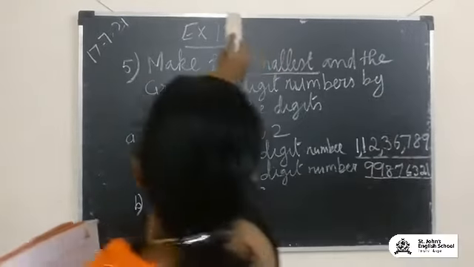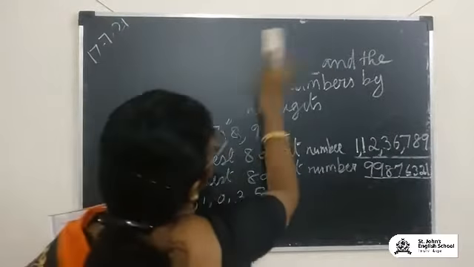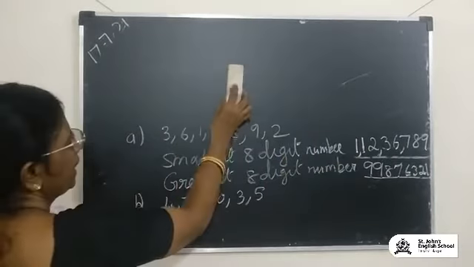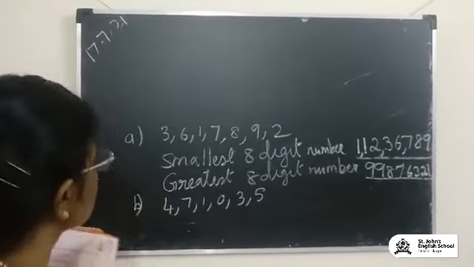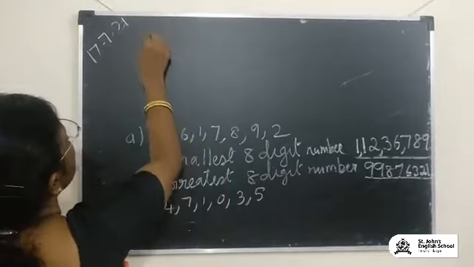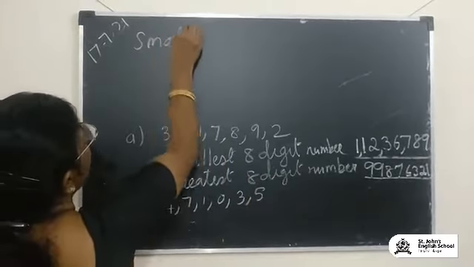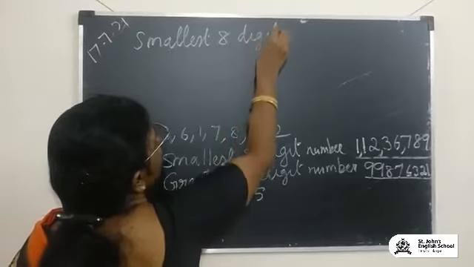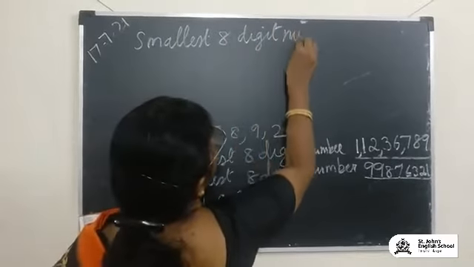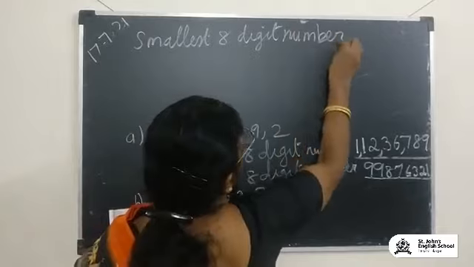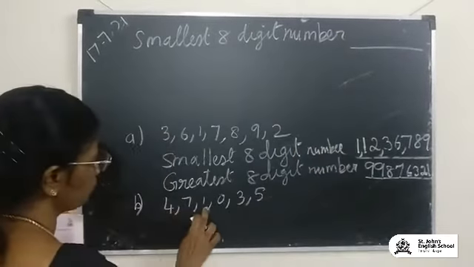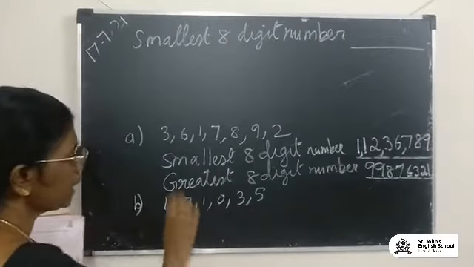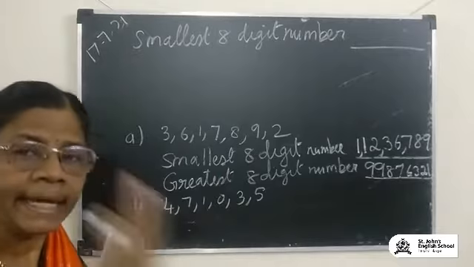Okay, this is exercise 1B, the fifth sum. I'll write the question here. I'll write the answer. So this is going to be the smallest 8-digit number. Smallest 8-digit number. This is going to be out of 6 numbers. Okay, 1, 2, 3, 4, 5, 6 only. But what you have to do, you have to form an 8-digit number.